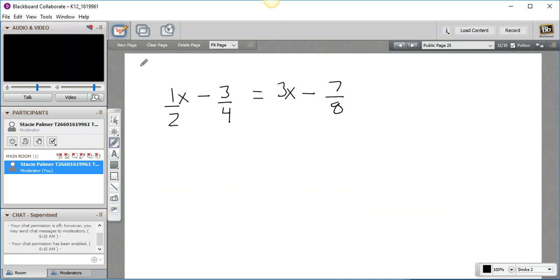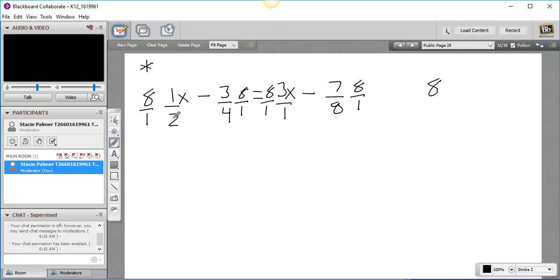Another trick is that if you have more than one term in your equation and you want to eliminate all the fractions, you can find a common denominator for all of the terms. Like we have a 2, we have a 4, we have a 1, we have an 8. So a common denominator for all 4 of those would be 8. If we multiply every term in this equation by 8, okay, that is going to get rid of our fractions. Let me show you how that works.